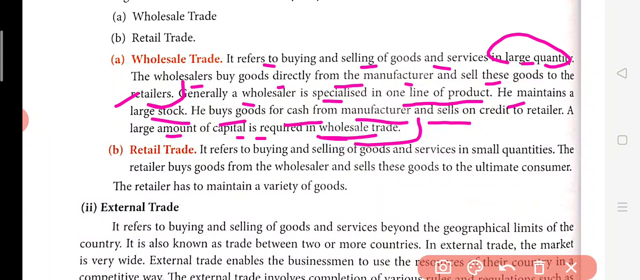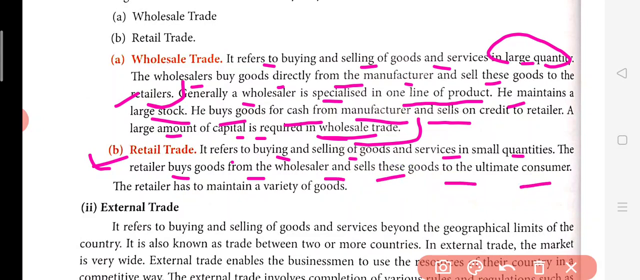Okay, now the second one is retail trade, which is done on a small purchase and sale basis. It refers to buying and selling of goods and services in small quantities. The retailer buys goods from the wholesaler and sells these goods to the ultimate consumers. Retail is a kind of trade, like in your local area you might have seen a small retail shop, a general store.